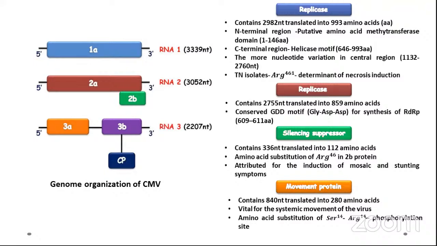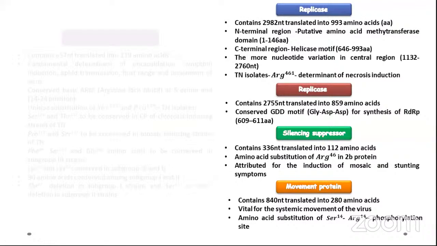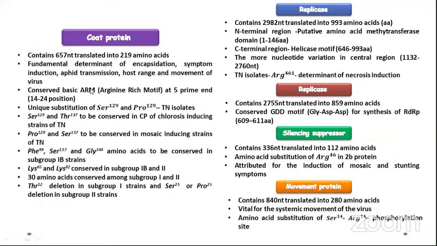And then the movement protein, which contains 840 nucleotides translated into 280 amino acids, is vital for the systemic movement of the virus. In the sequence analysis, we also observed an amino acid substitution from serine to arginine, but we don't know the function of this substitution. Followed by the coat protein, encoded from subgenomic RNA3, which contains 657 nucleotides translated into 219 amino acids, a fundamental determinant for encapsulation, symptom induction, aphid transmission, host range, and movement of the virus.